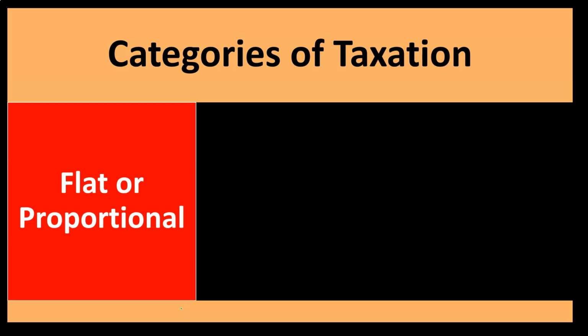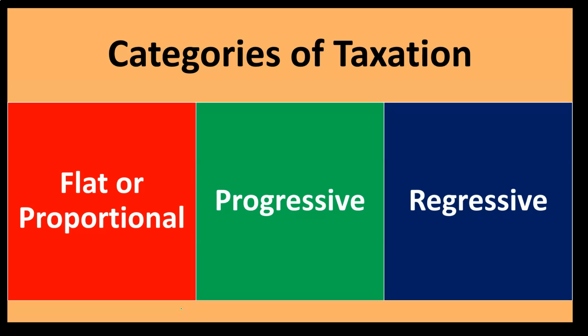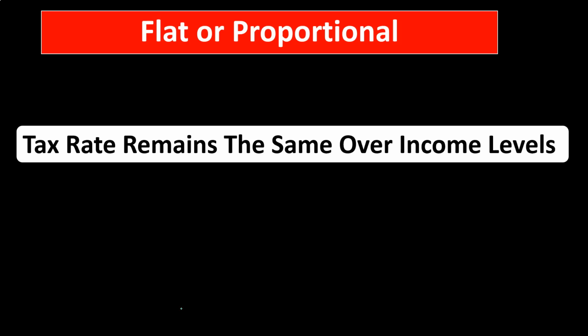So the categories that we're going to be discussing are a flat or proportional tax, a progressive tax, and a regressive tax. You're going to hear these terms oftentimes in debates. You'll hear them in political discussions. Politicians will throw out these terms often with regards to taxation. So if you're in the world of taxation, these terms will start to be buzzwords that you will hear when they're being discussed in politics.